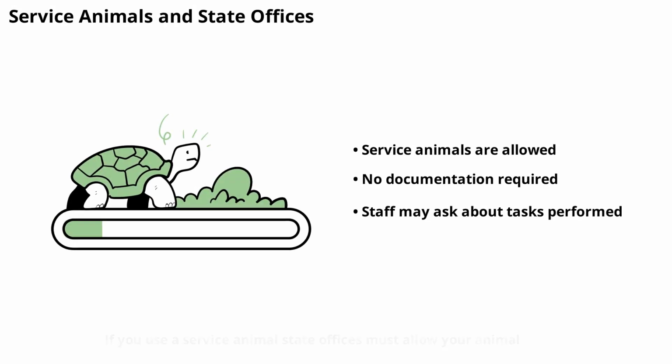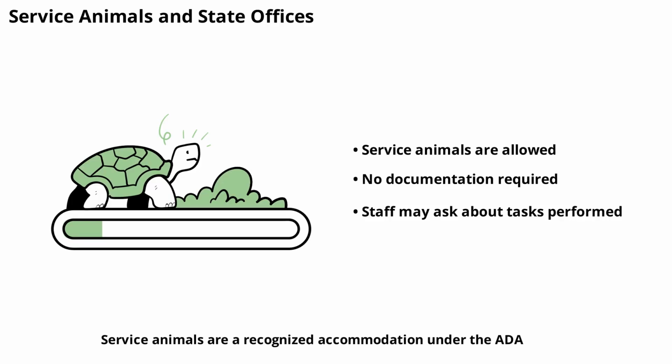If you use a service animal, state offices must allow your animal to accompany you in most public areas. You may be asked if the animal is required because of a disability and what tasks it performs, but you shouldn't be asked for documentation. Service animals are a recognized accommodation under the ADA.